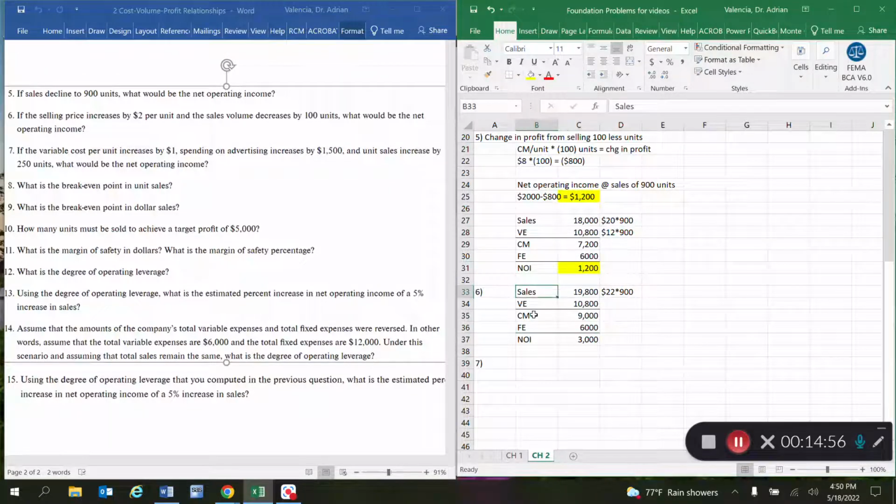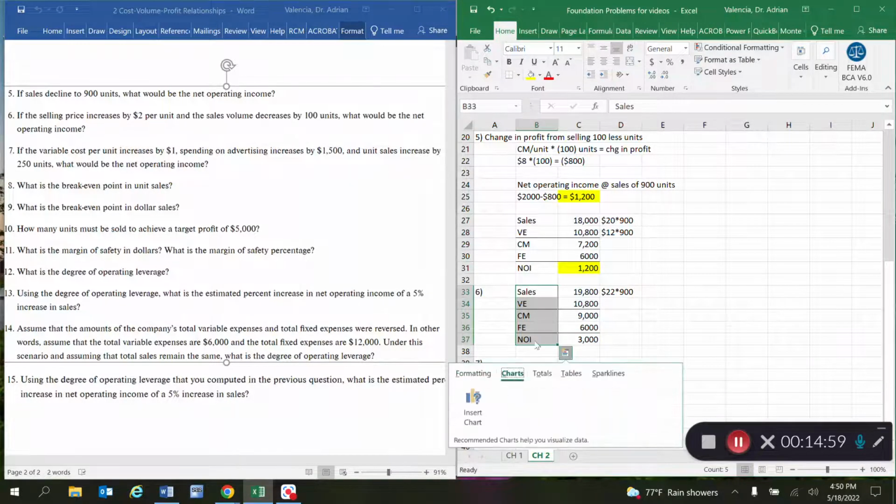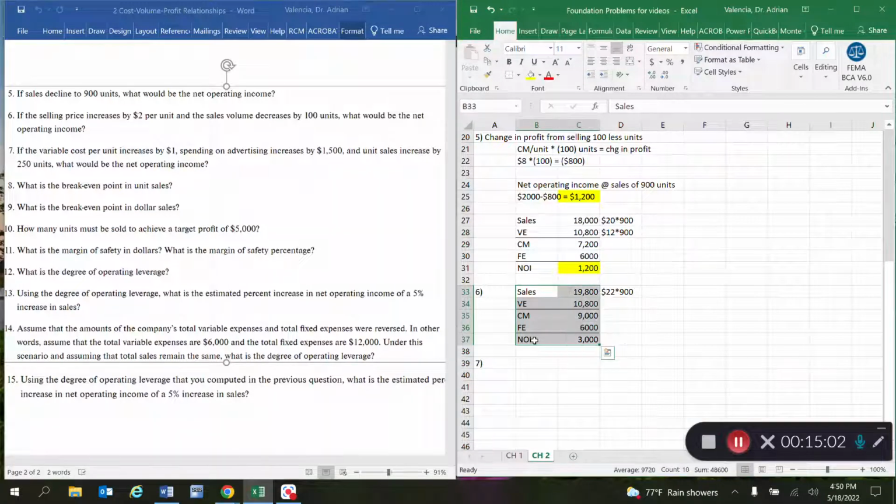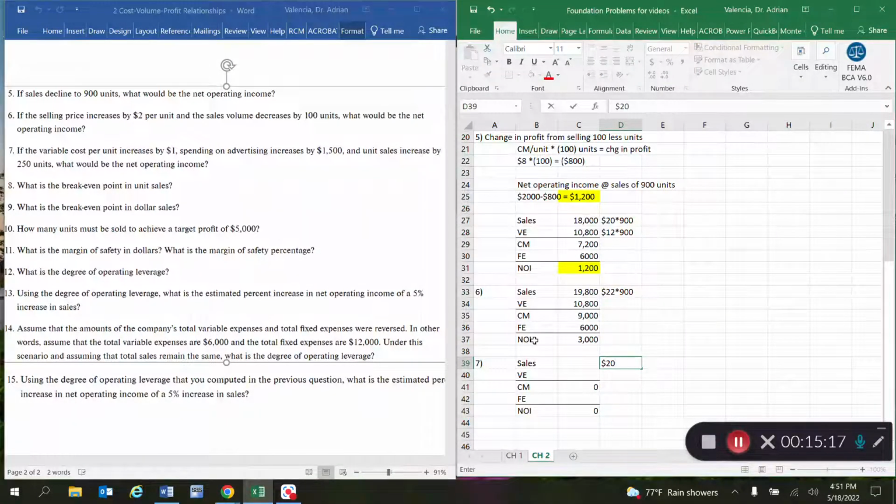So let me go ahead and copy this. Actually, let me copy the whole thing. Okay. So the sales price is still $20. That doesn't change. So we go back to the old defaults. 20 times, in this case, we said now it's going to be 1,250 units. So let's go ahead and do that. So 20 times 1,250. That gives us $25,000. And the variable costs remain the same. That's 10,800.